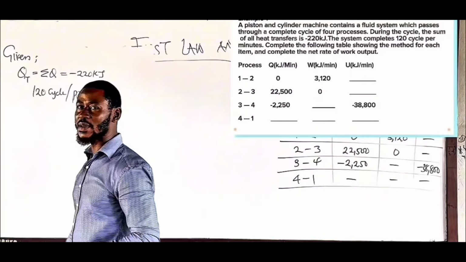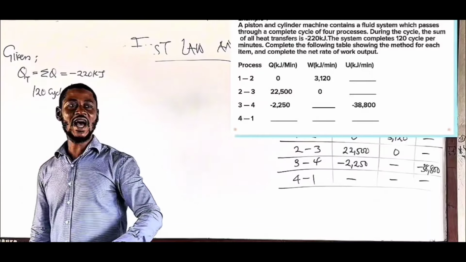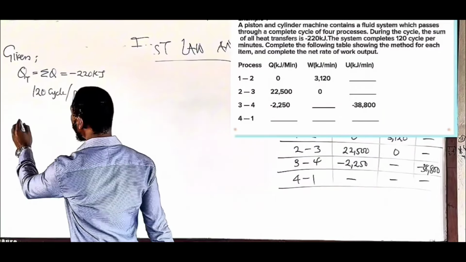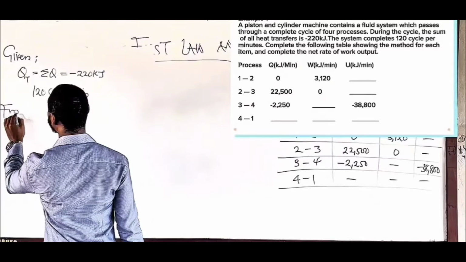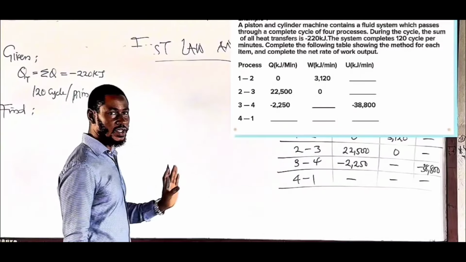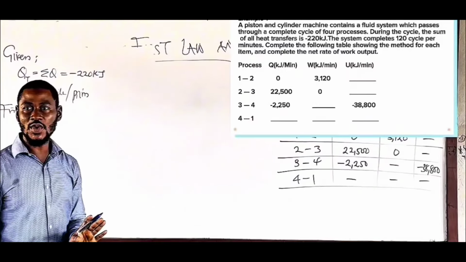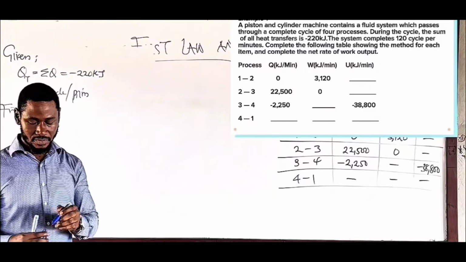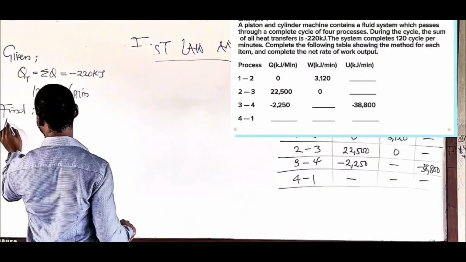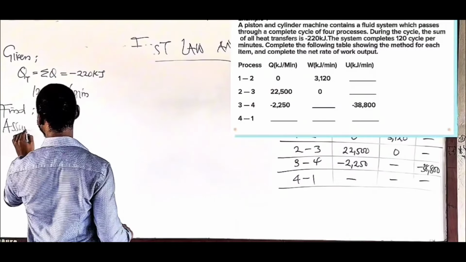What we are asked to determine, the further parameters are as shown on the screen. We are asked to find all the missing values in the table. That is what we are asked to determine. Then the next step is to bring down some basic assumptions, which is the third step.